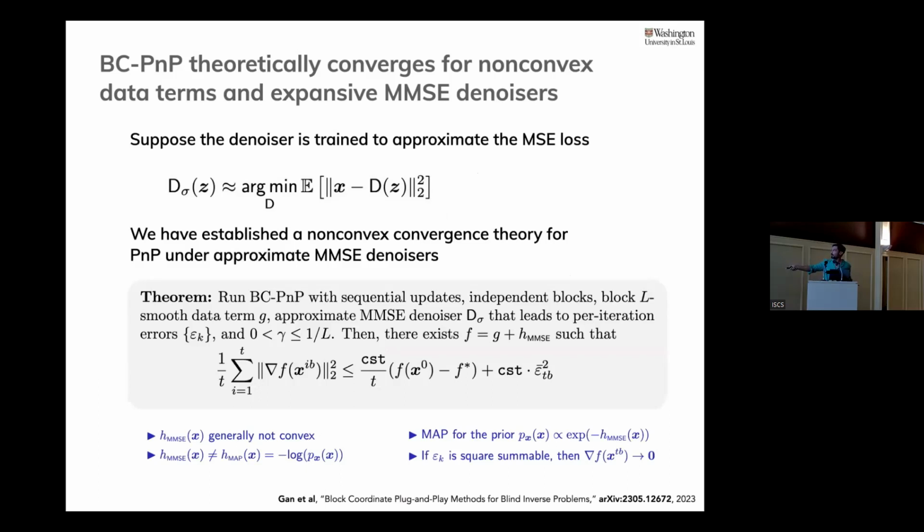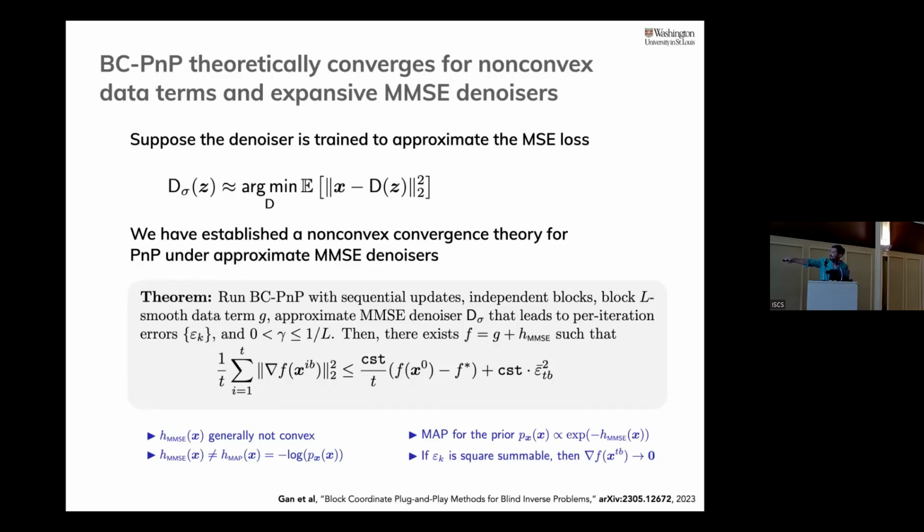And this is a little theorem. Of course, you can find the details in the paper. So if you run the algorithm I just presented by using sequential updates, or random, you can get similar theory. Assuming independent blocks, a differentiable data fidelity term, and an approximate MMSE denoiser with some error term epsilon k. So at each iteration, your approximation error is epsilon because you do not have the true one. And then if you run it, there will exist some function H MMSE. If you look at the paper, we give the expression. It's not a pretty one, but it will exist such that this algorithm will converge to a stationary point of that function, right?